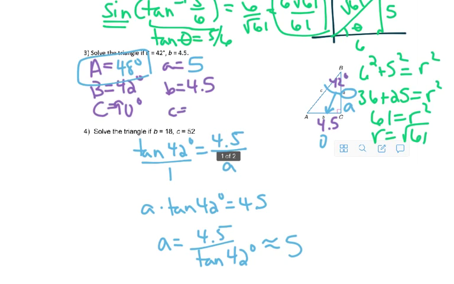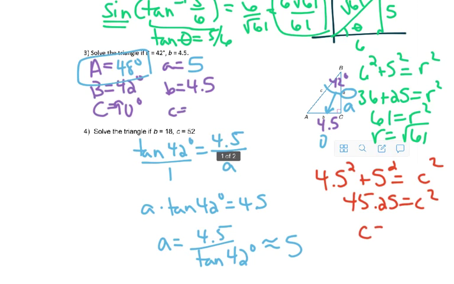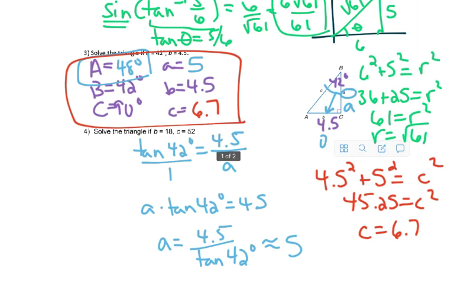And now the best way to find C, you can use another trig function, but I probably wouldn't. I'd use the Pythagorean Theorem. I would do 4.5 squared plus 5 squared is equal to C squared. You're going to get 45.25 is C squared, so C is approximately 6.7. So there was my missing information. I found angle A first since I knew 2 of the 3 angles. And then I found side A, although it didn't matter which one I found. I started with the given angle, which was that B was 42.